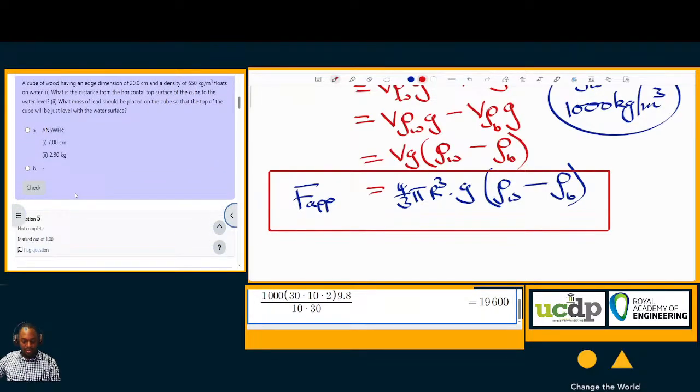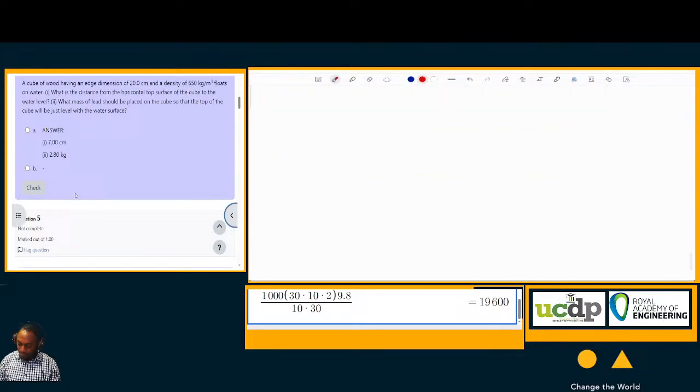If there are no questions, we'll move on to question 4. Question 4 says, a cube of wood having an edge dimension of 20 centimeters and a density of 650 kg per cubic meter floats on water. What is the distance from the horizontal top surface of the cube to the water level? What mass of lead should be placed on the cube so that the top of the cube will just be level with the water? So this question is in 2 parts.